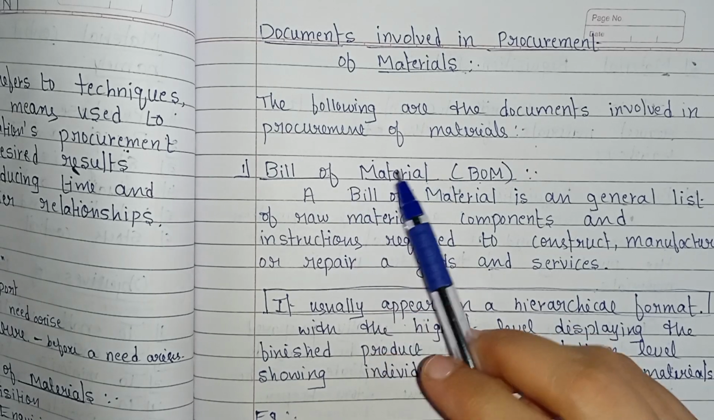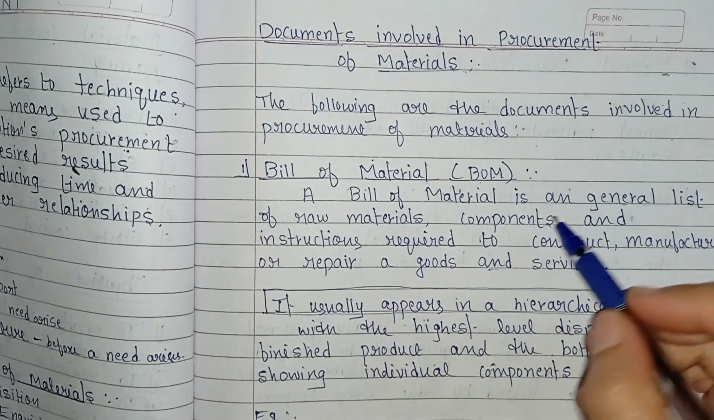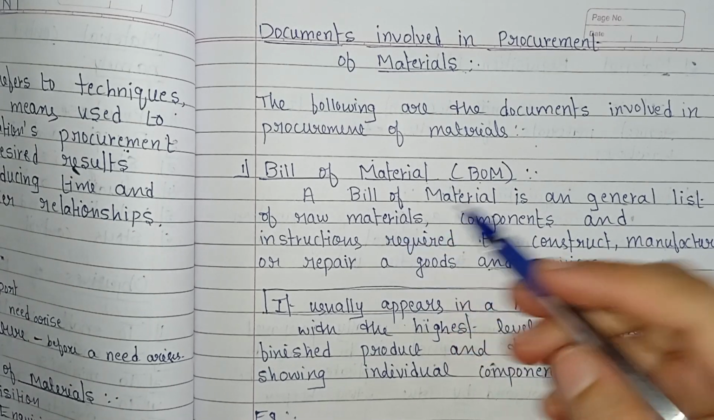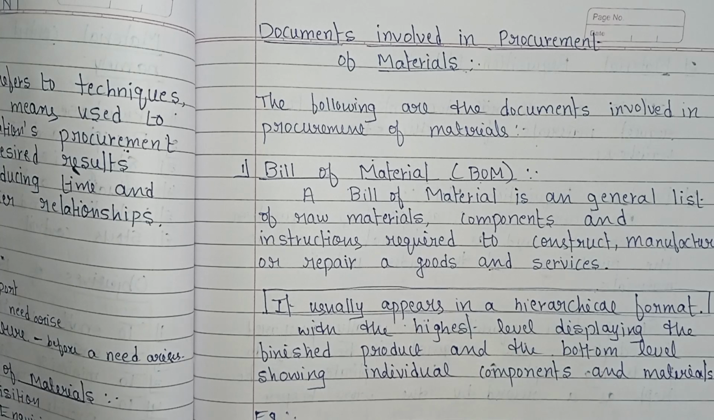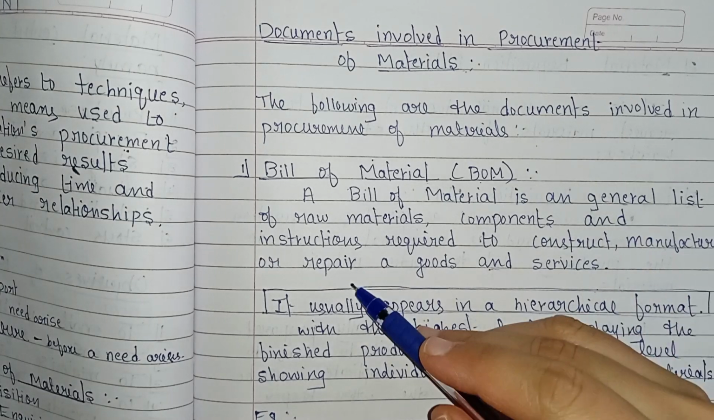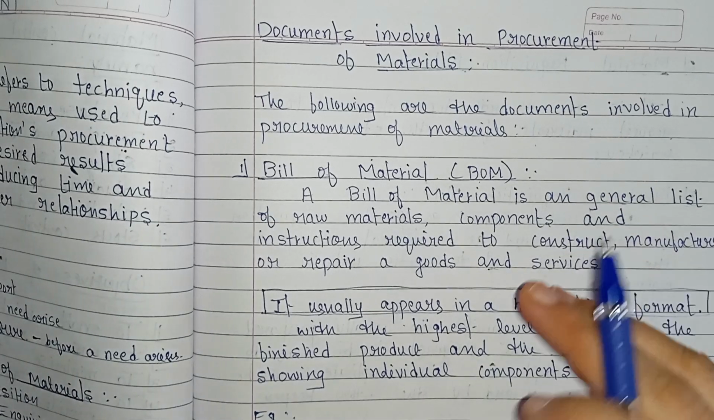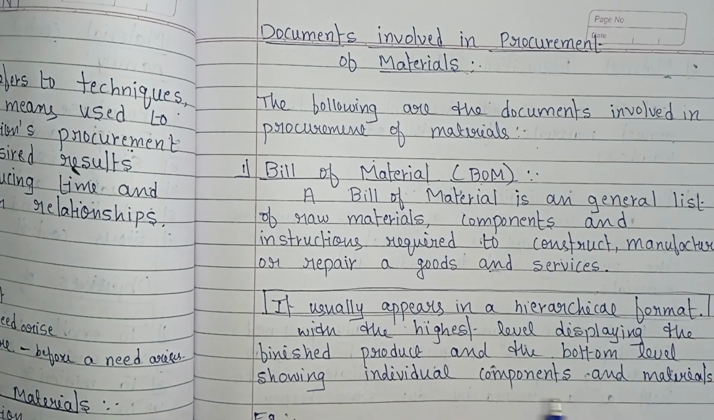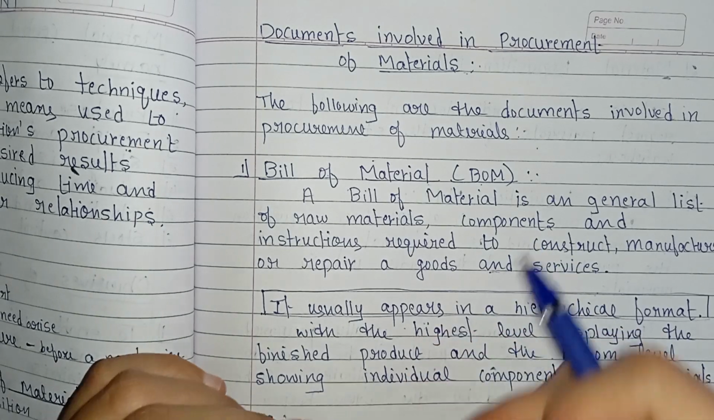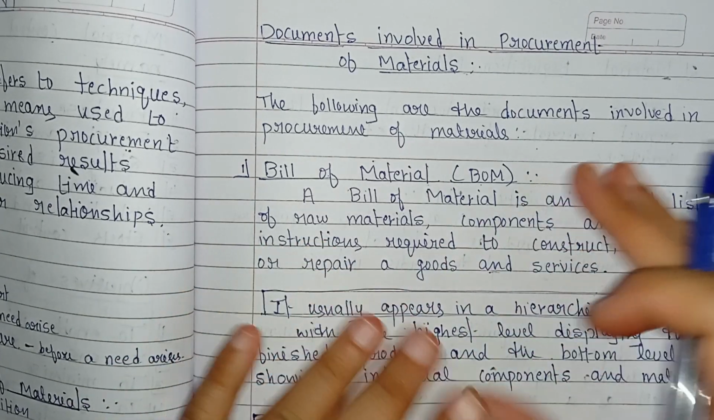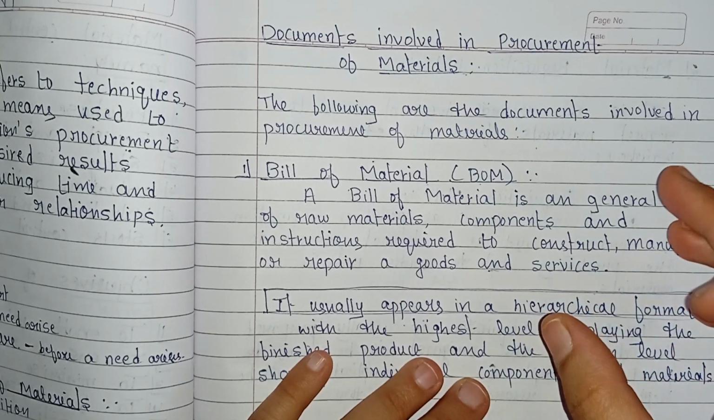In that, the first one is bill of material, meaning BOM. What does it mean? It is a general list of raw materials, components and instructions. They are required to construct, manufacture or repair goods and services. It is nothing but a detailed list of all the materials, components and sub-assemblies that are required to manufacture a finished product. Okay, that is bill of materials.